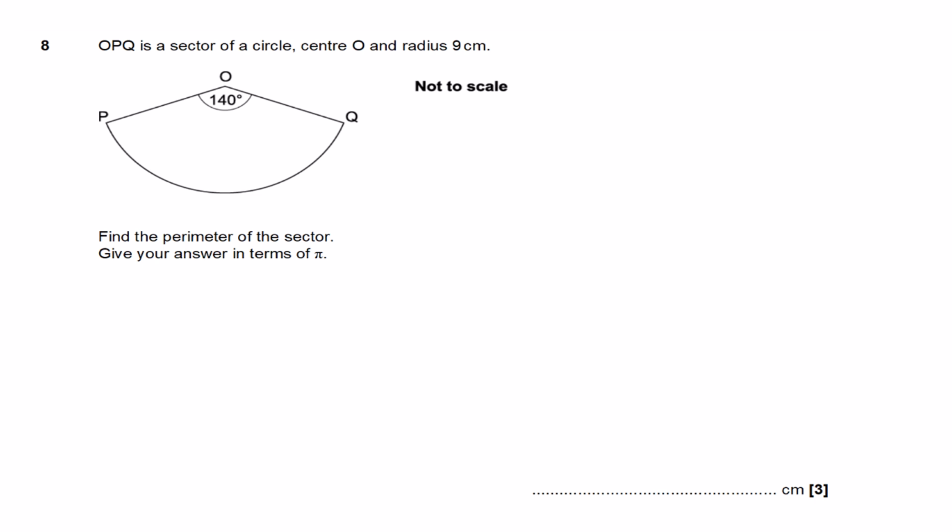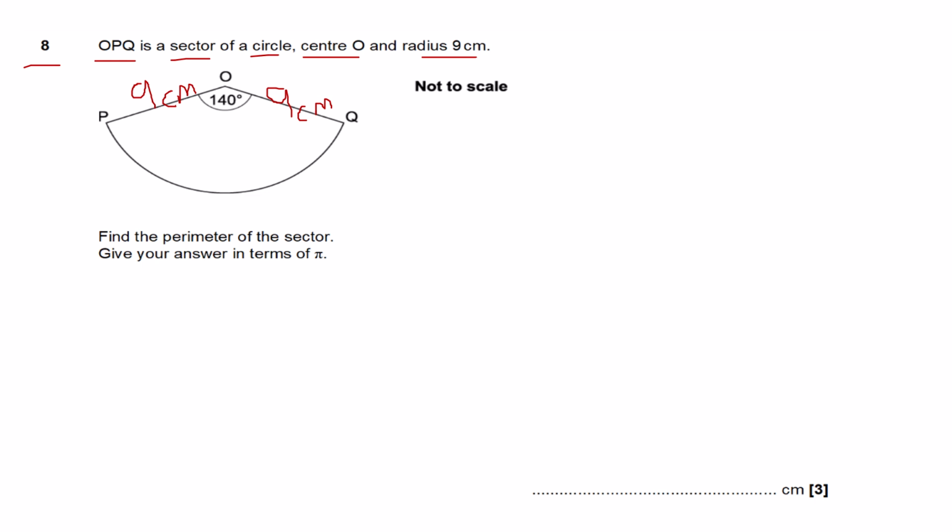GCSE 9 to 1 maths, looking at the perimeter of a given sector, for GCSE maths. Question number 8, taken from an OCR higher tier past paper. OPQ is the sector of a circle, center O, radius 9 centimeters. So the radius here, OQ equals 9, and PQ also equals 9. Find the perimeter of the sector. Give your answer in terms of pi.